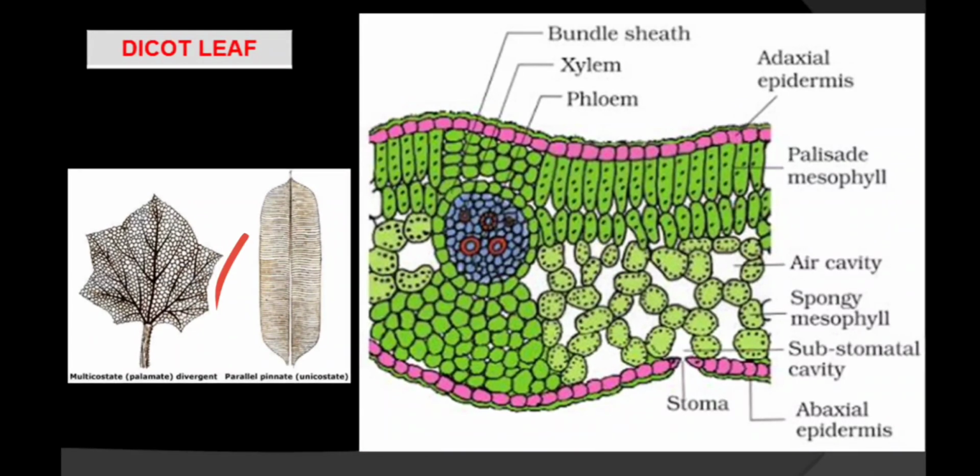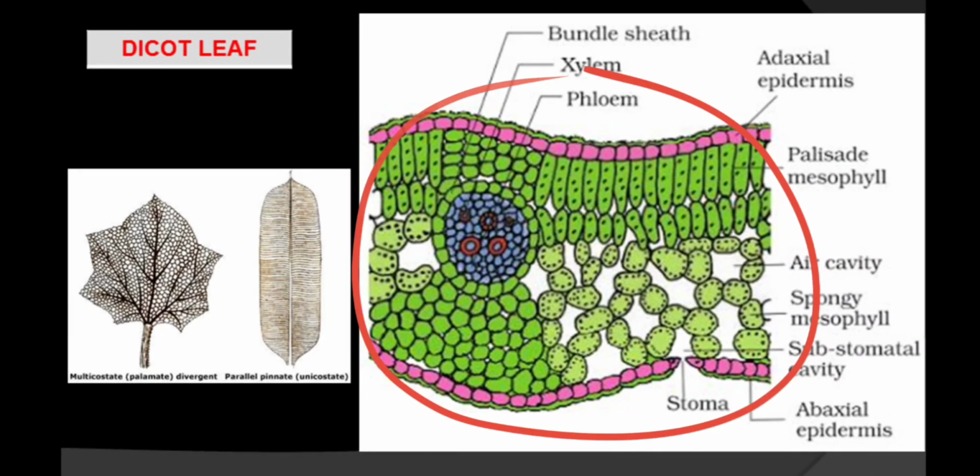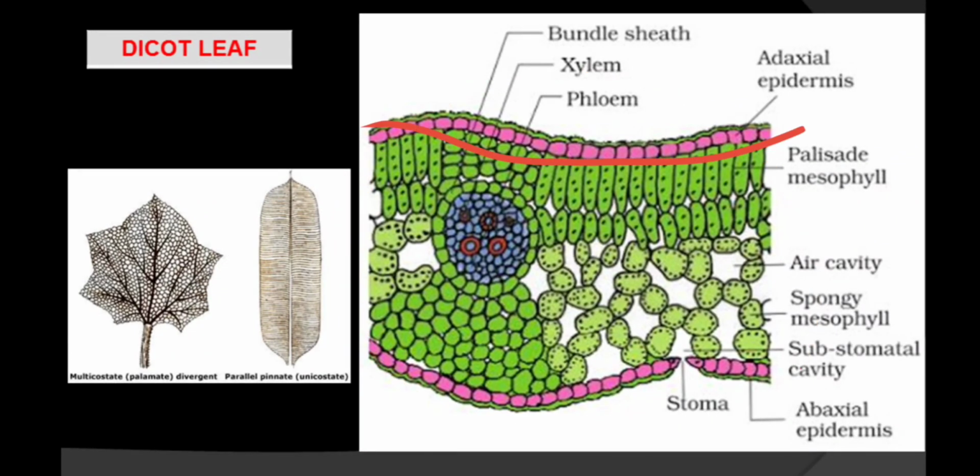Now if you see the TS of the leaf, you will see that on the upper surface and on the lower surface there is an epidermal layer. A single layer made up of parenchymatous cells is there, which is known as the epidermis. The layer present on the top of the leaf is known as the adaxial epidermis, and the one present below is known as the abaxial epidermis. The upper epidermis is adaxial and the lower is abaxial.